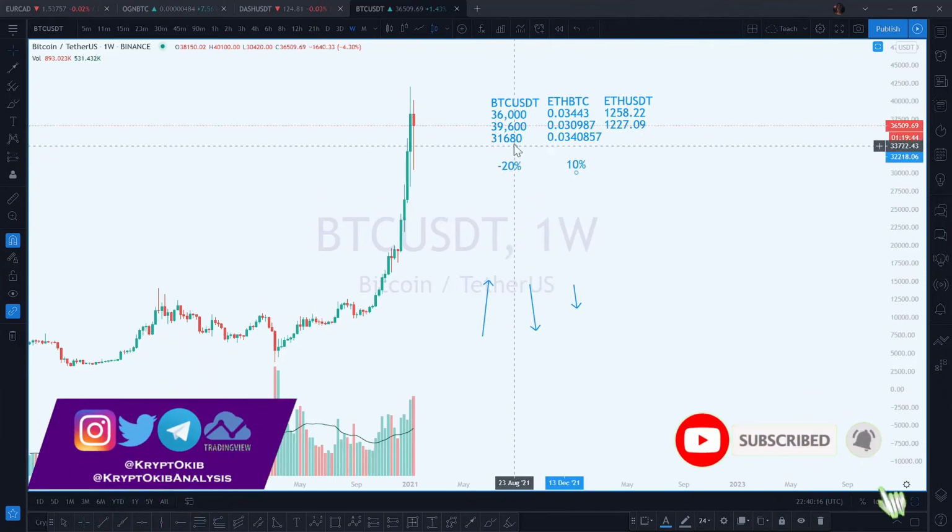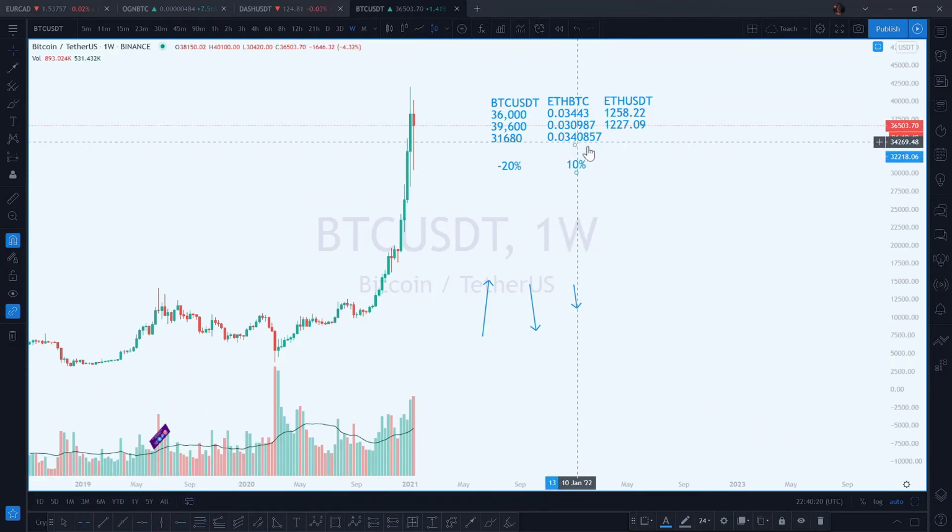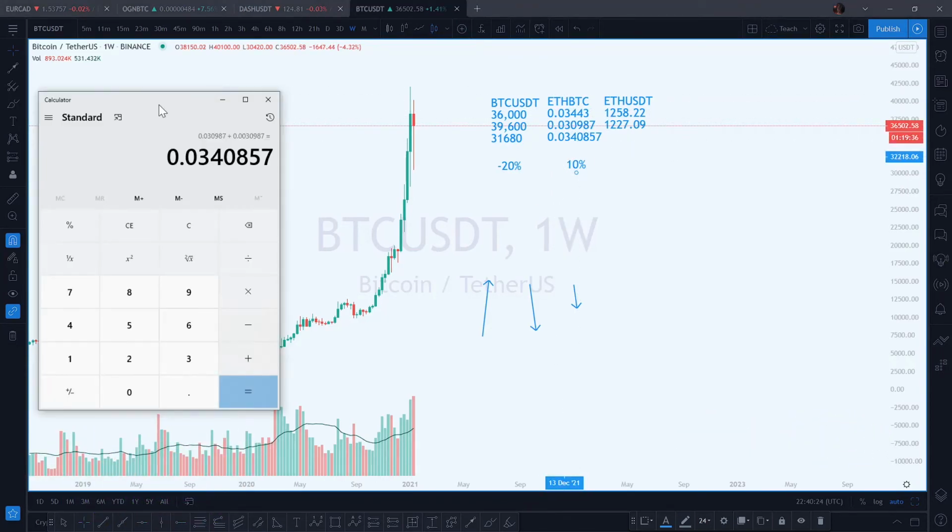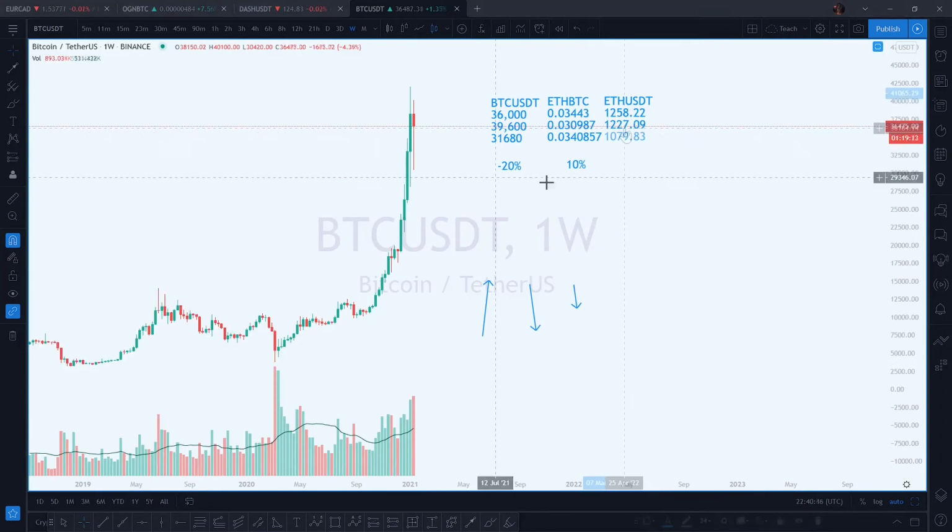Either it will follow BTC to the downside, or it will follow ETH to the upside. Let's see. So that will be this amount multiplied by the current amount of BTC, 680. That will give us 1079.83. No need to calculate the percentage here, because we already see it dropped.